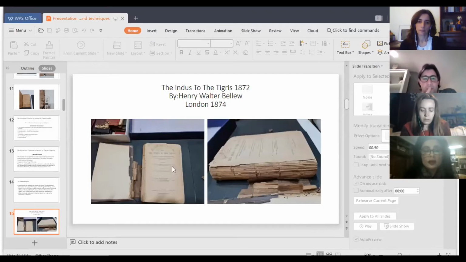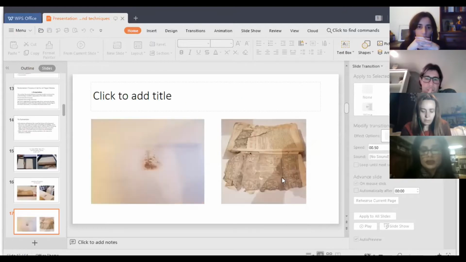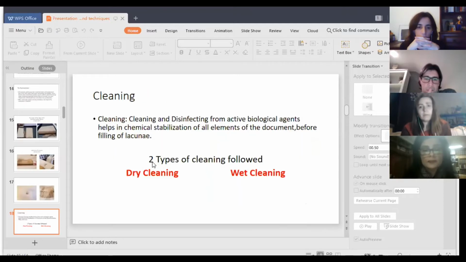Again, this is one of the rare books. It was published in London, 1874, The Indus to the Tigris. It was totally damaged, as you can see here. Again, in such cases, the pieces of thread are kept, the dust is kept, all the missing parts of the book, because the books are disbound and then they go through a process of cleaning and the infilling of lacunae. So you can see here, it's totally gone from here. We collected the dust for microscopic study.